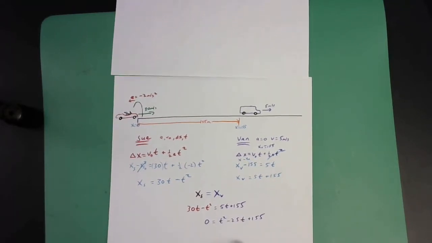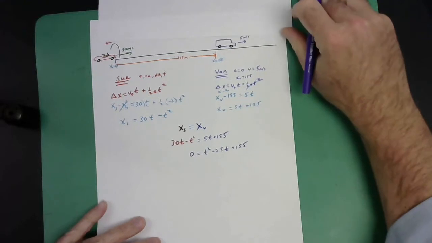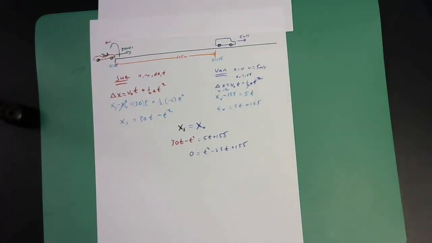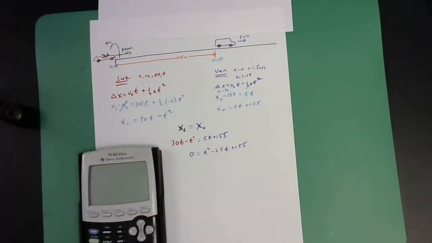That's a nice quadratic there for us, right? I can make my calculator solve a quadratic equation, right? I'll go ahead and use the solver function. That's the way I like to do it. Math, solver. See here, we have to put in my equation. Our equation is 1 times variable squared, minus 25 times the variable plus 155.